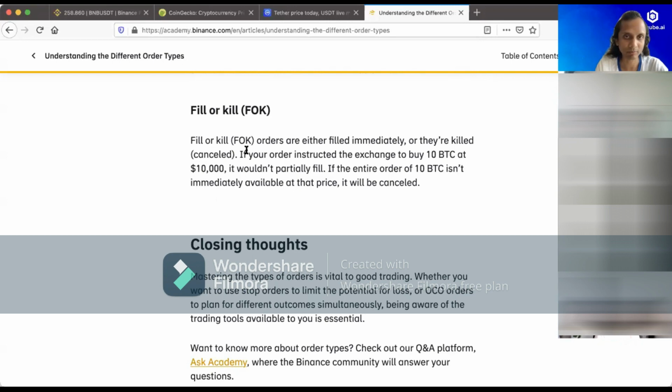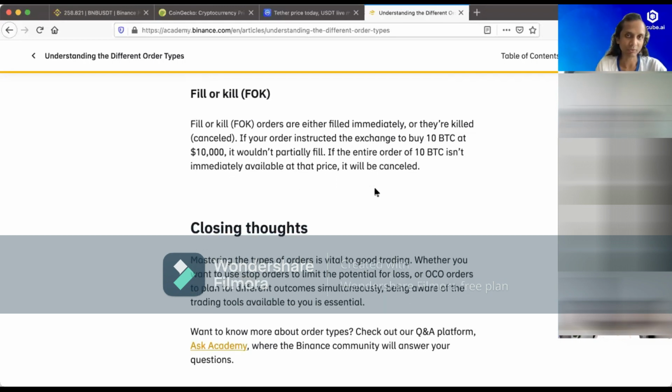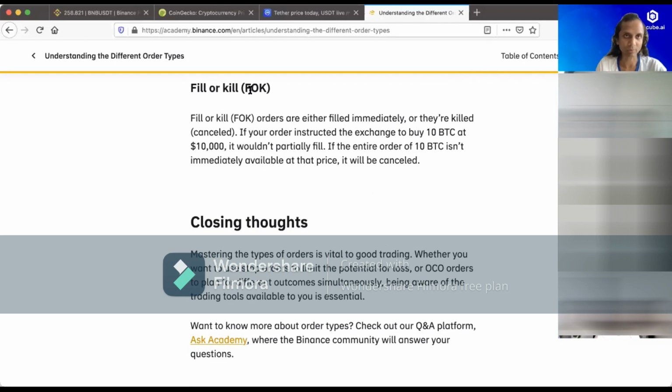And fill or kill. This is another good option. Orders are either filled immediately or they're killed. If your order instructed the exchange to buy 10 BTC at $10,000, it wouldn't partially fill. If the entire order of 10 BTC isn't immediately available at the price, it will be cancelled. So in case of low liquidity or something, it's going to help you.